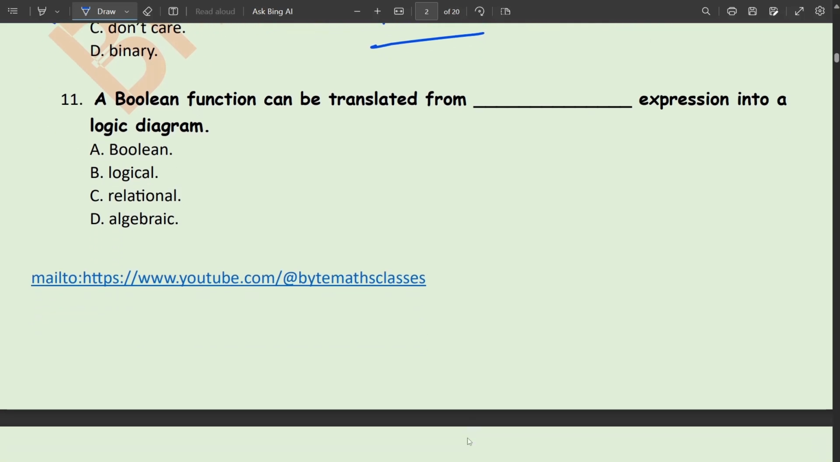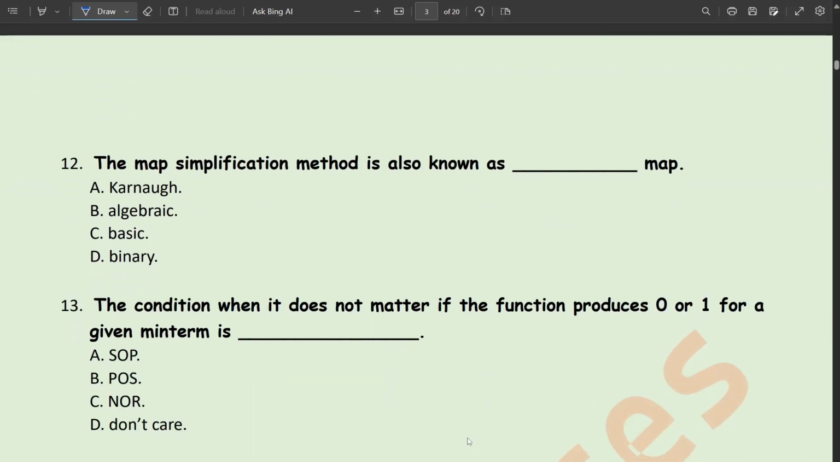Next, a Boolean function can be translated from a logical expression into a logical diagram. So the answer will be logical expression. Next, the map simplification method is also known as which map? You all know Karnaugh. This is an important question.